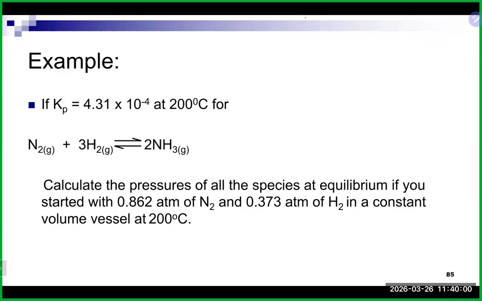Yeah, we'll do this one. If the Kp is 4.31 times 10 to the minus 4 for this reaction, what are the equilibrium pressures of everybody, if you started with 0.862 atmospheres of N2 and 0.373 atmospheres of H2? As I just mentioned, even though we have pressures and Kp, it works the exact same way as concentration. So you do the ICE table the exact same way. Why don't you give it a go, see what you come up with in this case.